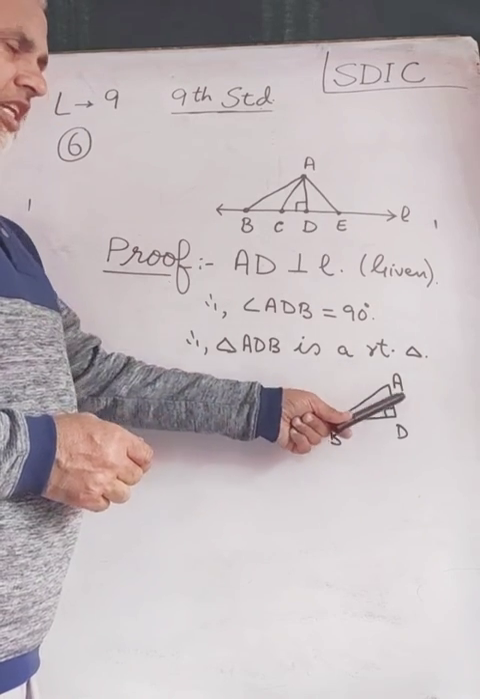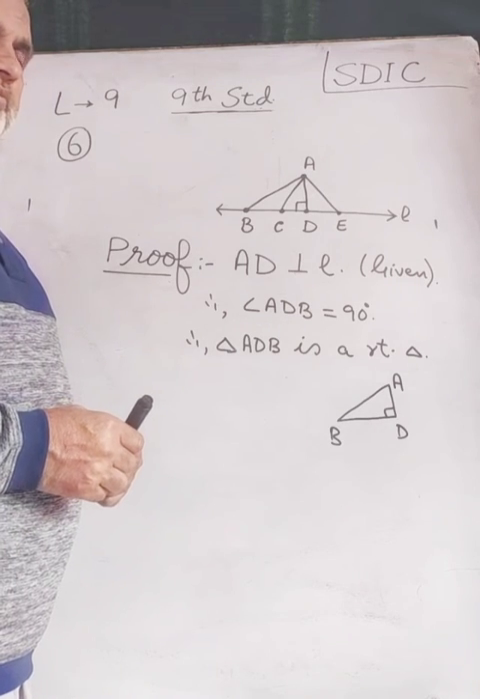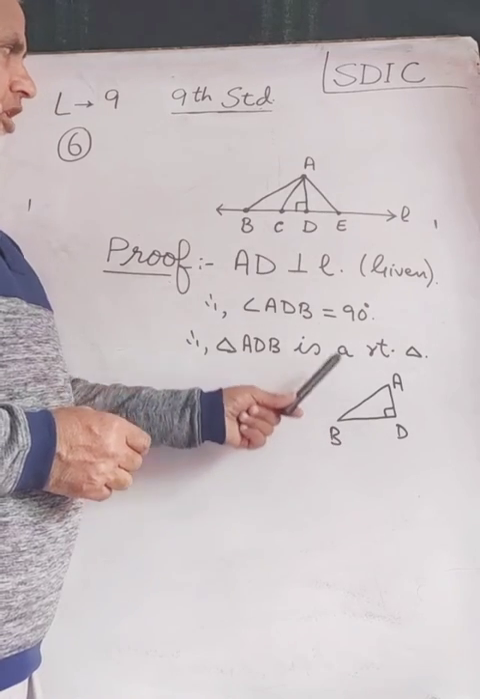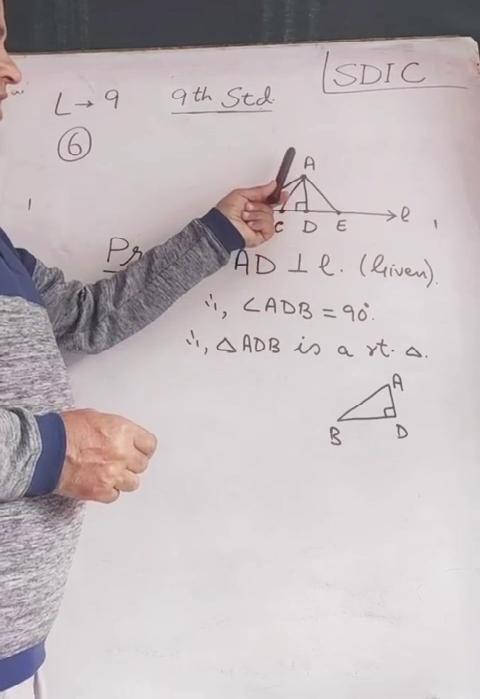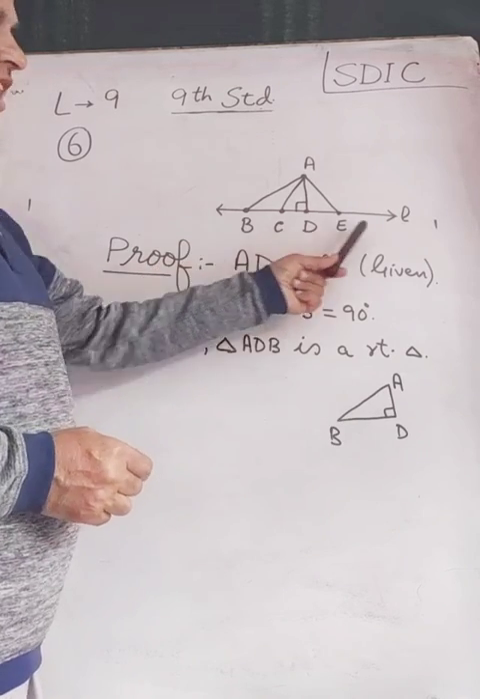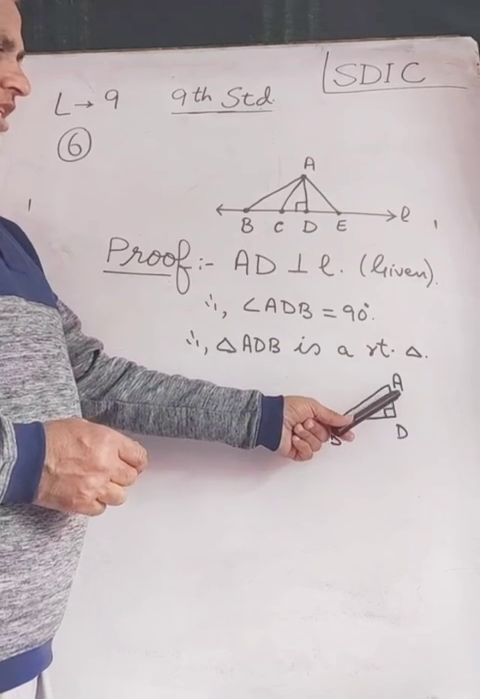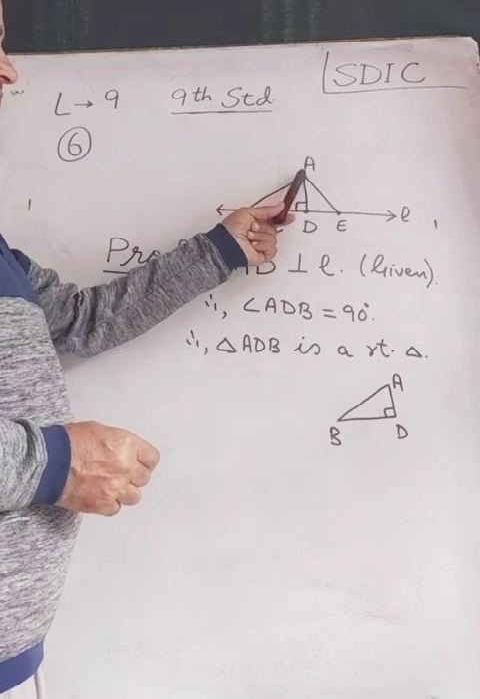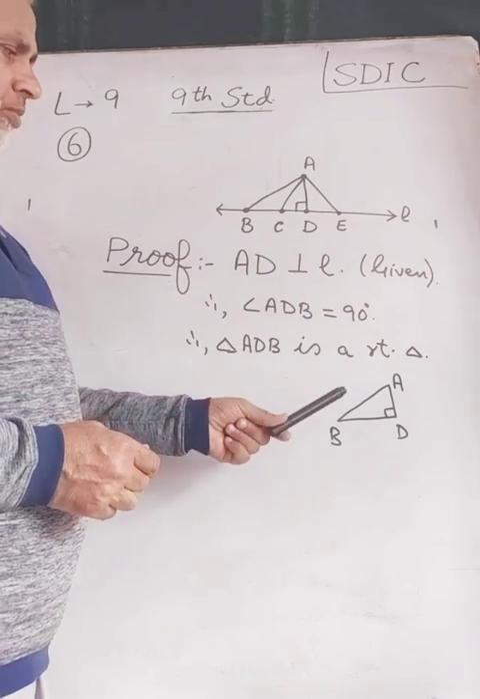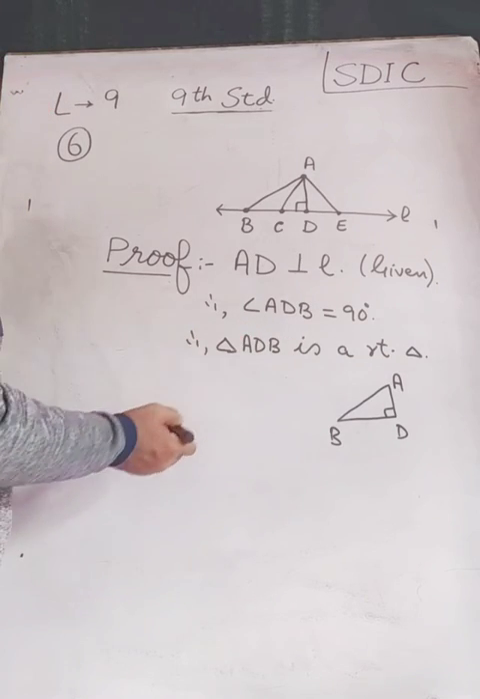AB will be then larger than AD. It will be larger than BD also. And out of those, BD is not the line segment drawn from A to the line. BD is the part of the line L. We'll therefore ignore this BD. We'll use only the line segments drawn here by joining A to the points from the line L. Those are AD and AB. And out of these, AB is larger than AD. Therefore, triangle ADB is a right triangle.